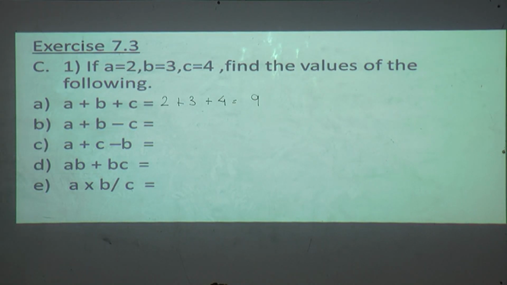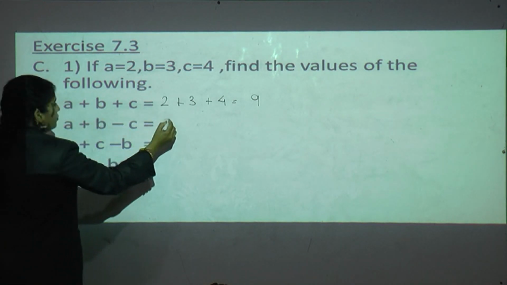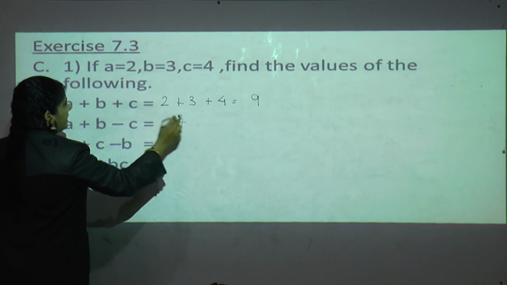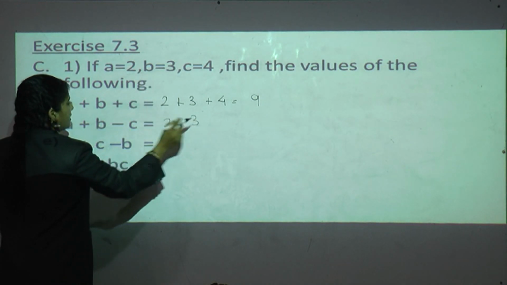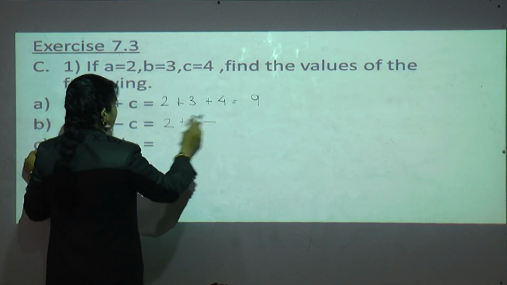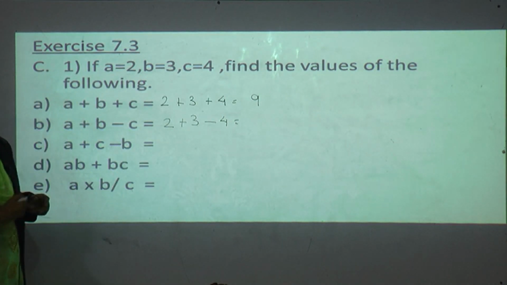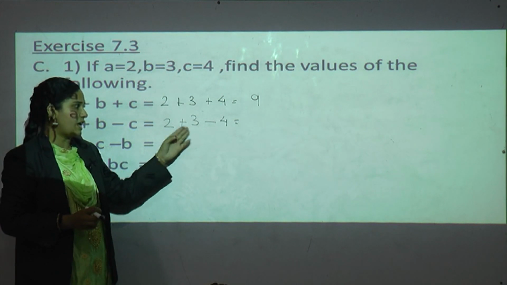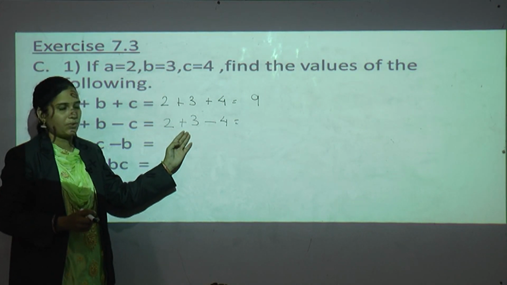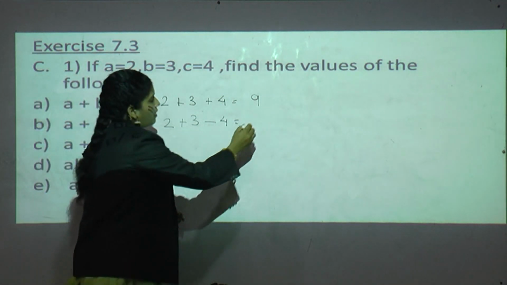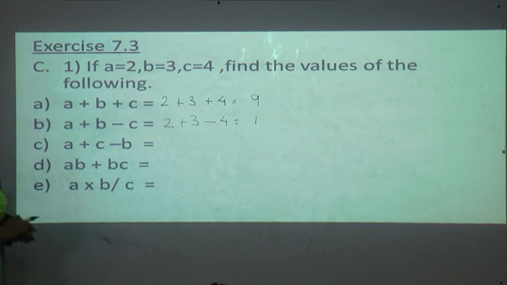Now second one, a 2 plus sign, b 3. Here is a minus sign, so write as it is, and c is equal to 4. So what to do, students? Here do the addition. 2 plus 3, 5. 5 minus 4, 1. Okay.